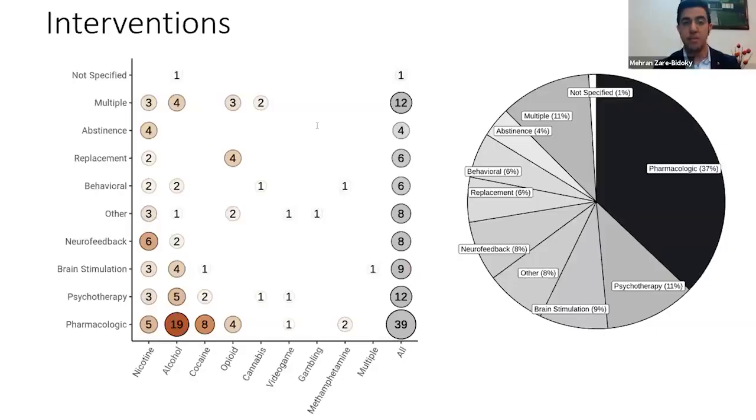Another thing that we were interested in was to look at the studies which assessed the effects of an intervention with fMRI cue reactivity. There were 105 studies which did so, with most of them having a pharmacologic or psychotherapeutic intervention. As you can see, nicotine and alcohol are well addressed compared to the others, but use disorder in many substances like methamphetamine and cannabis have a wider space to be investigated by fMRI cue reactivity.